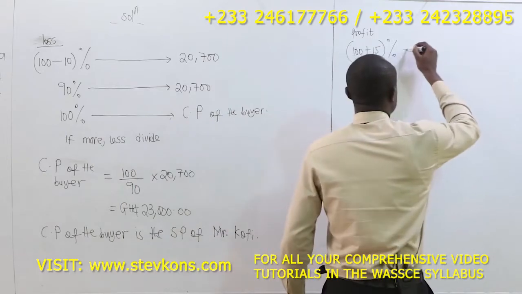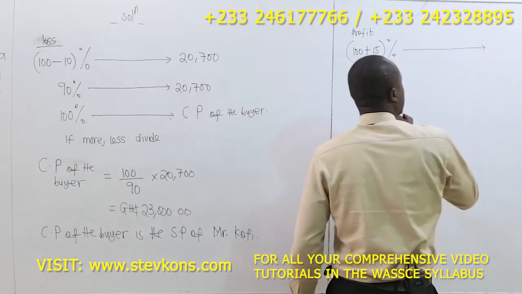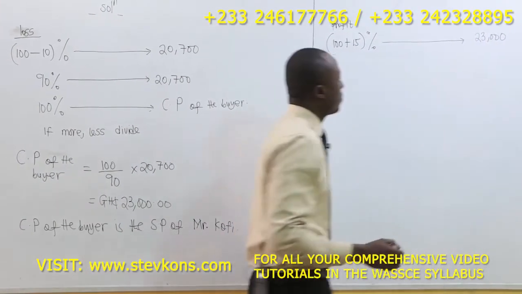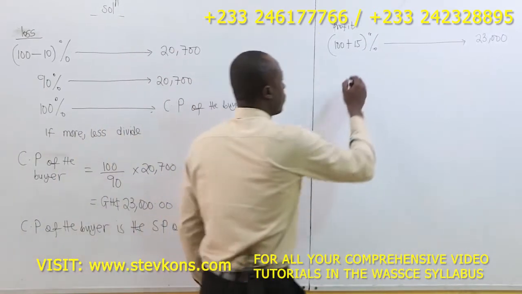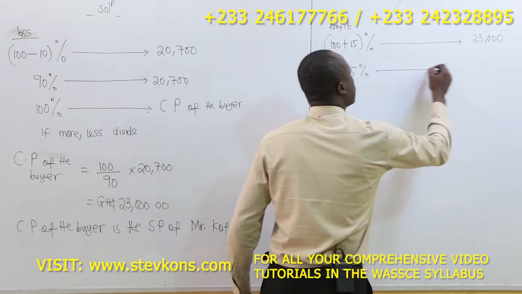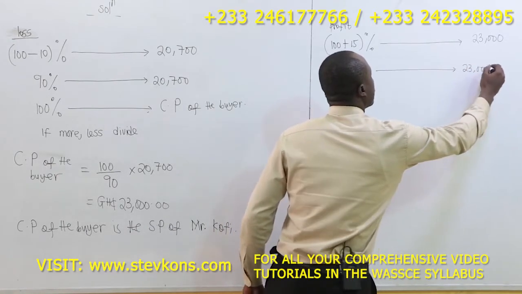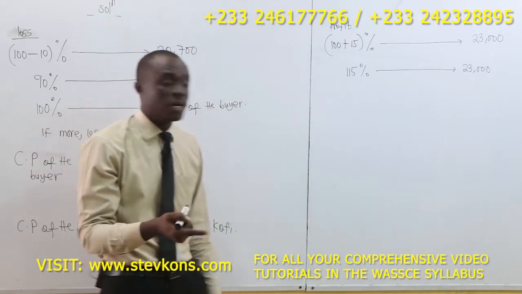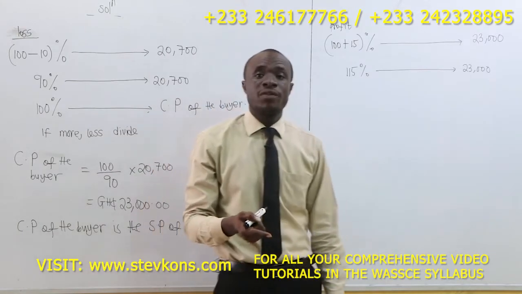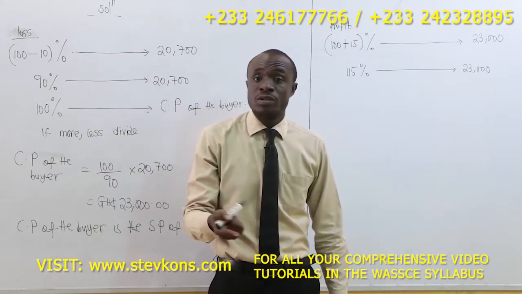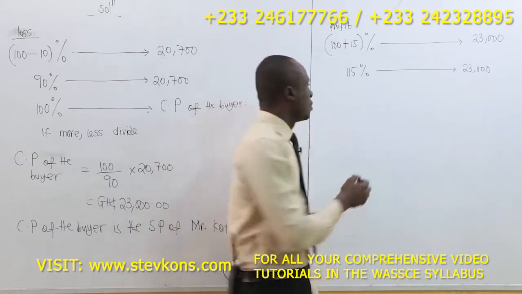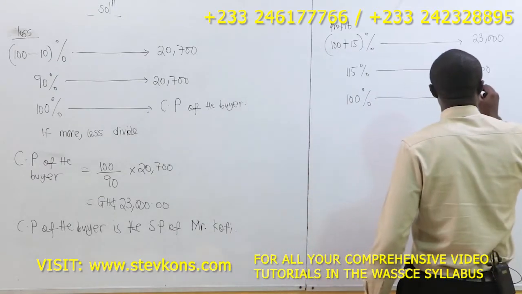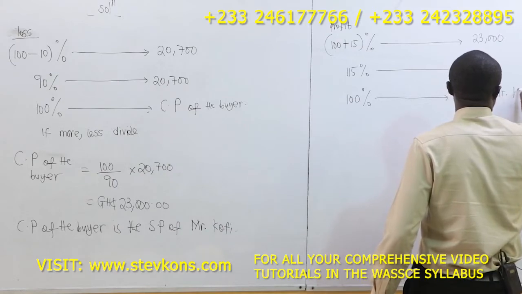So this one would map to what was the cost price of the buyer? That was 23,000. So clearly, we have 115, and this is mapping to 23,000. What is 115? 100 plus 15, because we have been told that he made a profit. So 15 plus 100, giving us 115%. Now, I want to find the amount that Mr. Kofi bought it, and always the cost price is 100%. So this would map to the CP of Mr. Kofi.